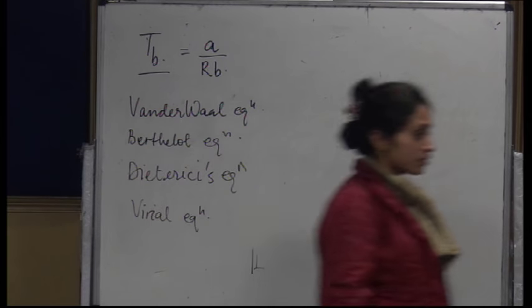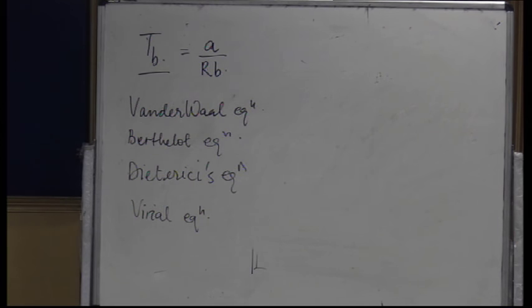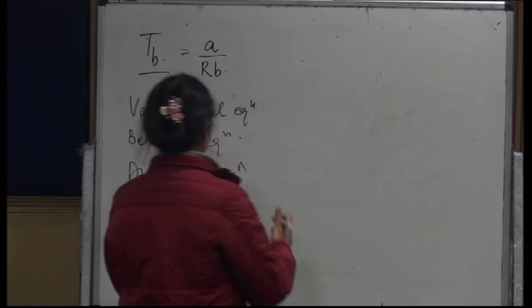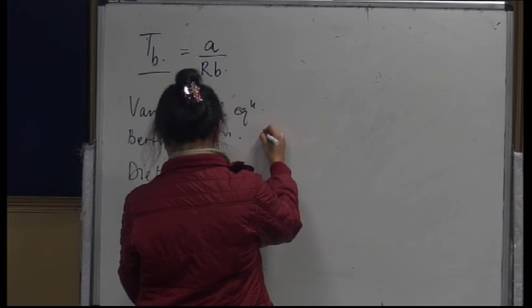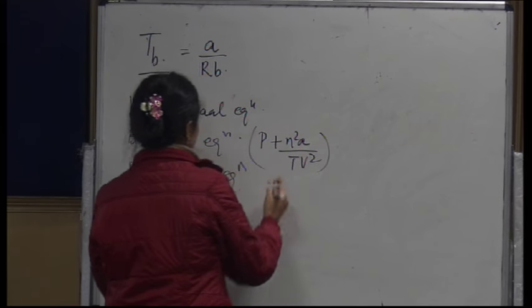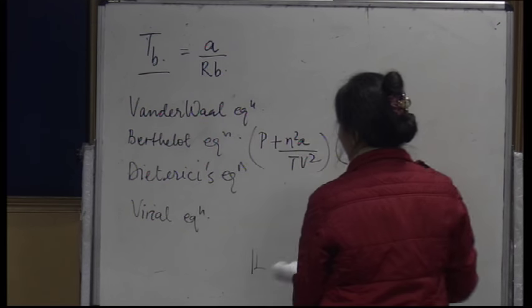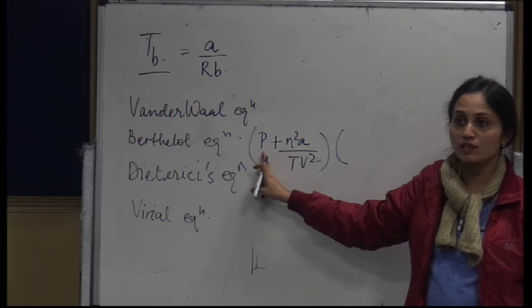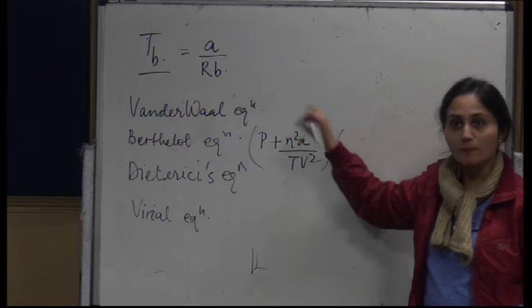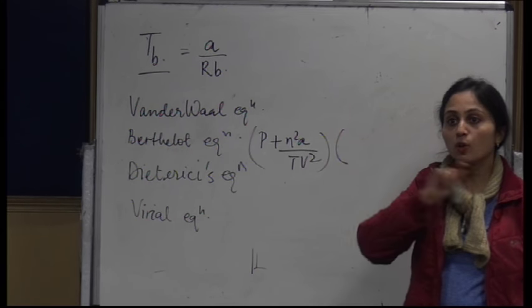Berthelot equation, Dieterici equation and virial equation. I think I can just quickly put down the expressions for each of these equations on the board. In the Berthelot equation what you have is P plus n square a by T V square. See, it's easier to remember those expressions than to derive them. Normally for the Van der Waals equation you have P plus a n square by V square. That is more important to you. जहाँ पे temperature introduce हो गया वो Berthelot equation है. No need to memorize any other equation except your Van der Waals equation.